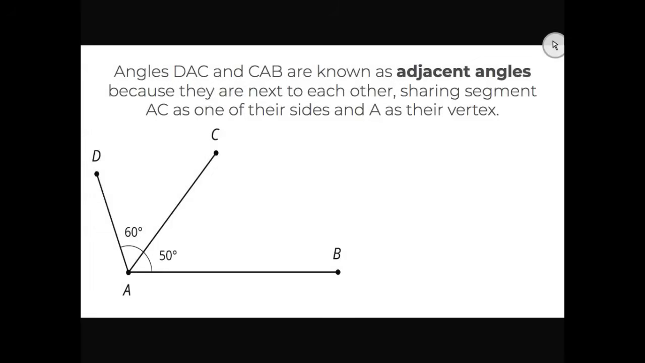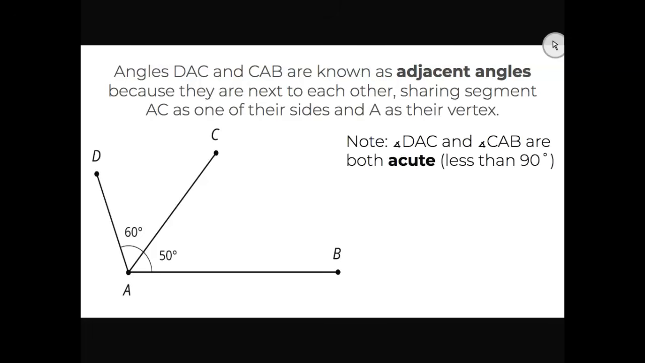Okay. A new vocab in 7th grade is called adjacent angles. Adjacent angles have to be next to each other. They have to share a segment. And in this example, segment AC is shared, and they have the same vertex, A. So DAC and CAB are called adjacent angles. They're next to each other.